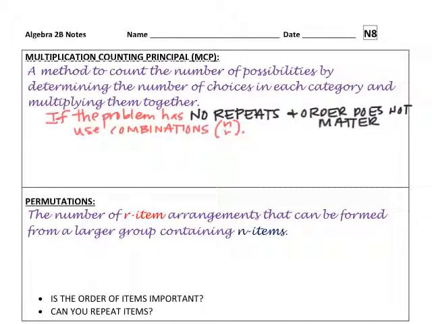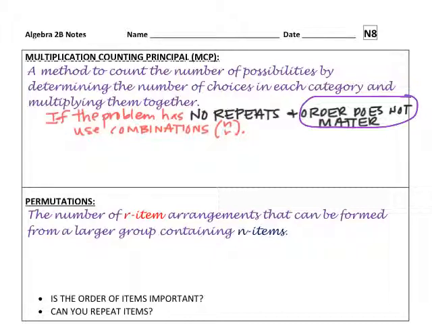I would like to point out, though, if the problem has no repeats and order doesn't matter, you're going to use combinations like we had in our previous video, in our previous lesson. So one of the things that you're really going to need to pay attention to is if order is an important factor in the problem that you're looking at. And we will continue to talk about this because it's the main difference between permutations and combinations. So when we were looking at the license plate problem, order did matter, because you can't just throw some letters up there and not worry about the order. The order is very important, because ABC and BCA are 2 different letter combinations.